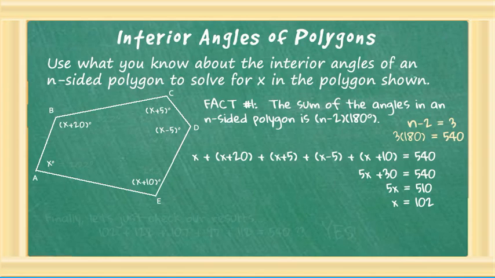So let's just do the algebra. Combine like terms. I get 5x plus 30. Do the rest of the algebra, and I get x is 102. So now I'm just filling these in. The one that was x is 102. The other ones are 122, 107, 97, and 112.